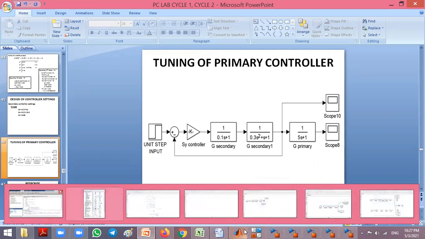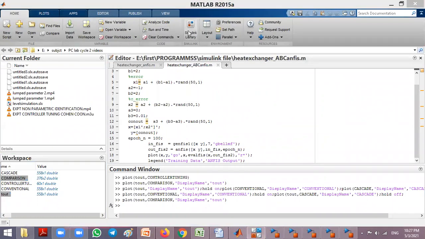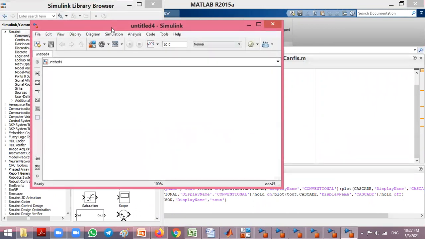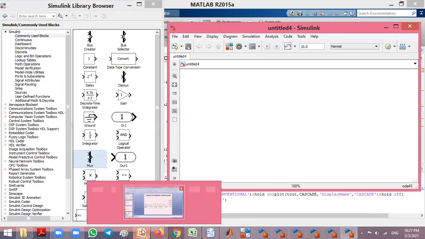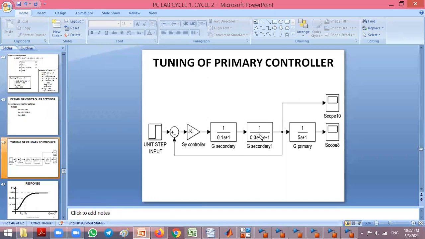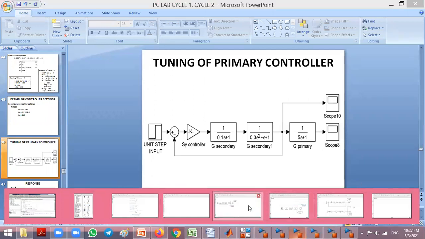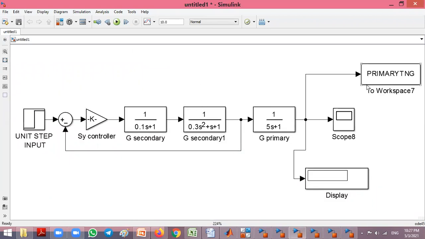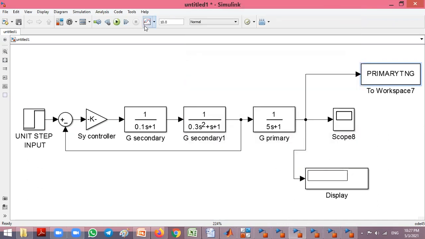So you open MATLAB, and in MATLAB you open Simulink. You go to Home, click Simulink, it will take time to open, and then you click new file. In that you form the blocks like this. Here I think I have already formed the blocks. See, I am going to simulate.